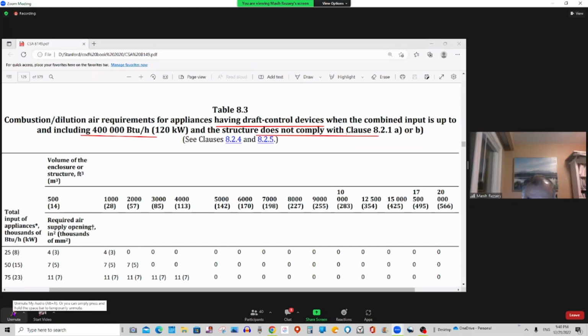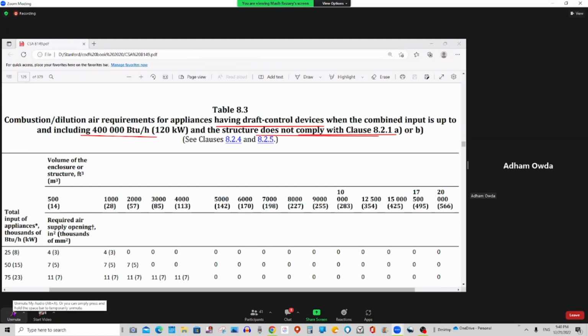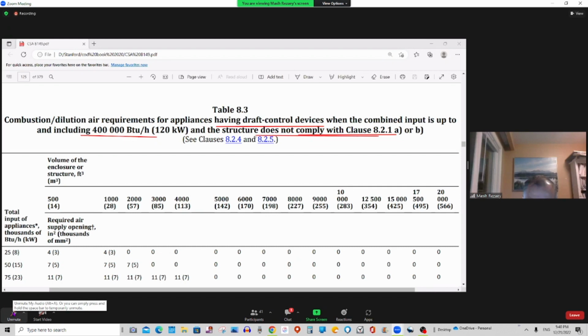When it says not comply with clause number 8.2.1, it means the structure is a loose house. When it says comply, it means tight house. So on tables 8.1 and 8.2, it was comply with clause number 8.2.1, which means the structure was a tight house. Now tables 8.3 and 8.4 are for a loose house. So this table is exactly the same as table 8.1, except the structure is a loose house.